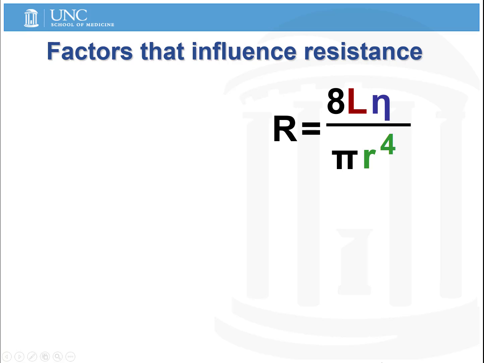Now let's take a look at all the factors that influence the resistance in the tube. And all of these factors relate to the creation of that laminar flow and those shear forces we just talked about. So the first factor we'll look at that influences resistance is the length of the tube that the fluid's flowing down. And if that length is increased, then there's a longer time for those shear forces to act, which leads to a higher resistance to flow.